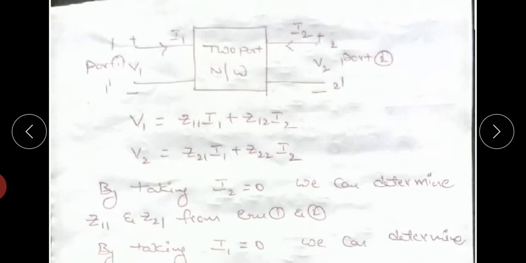In order to find Z11 and Z21, we have to set I2 equals to 0. If we set I2 equals to 0, by using these two equations we can find Z11 and Z21 in terms of V1, V2, I1. Similarly, if we want to find Z12 and Z22, then we have to set I1 equals to 0. In any circuit, we can set current to 0 by opening the circuit. If we want to set I2 to 0, the second port should be open circuit. If we want I1 equals to 0, the first port should be open circuit.